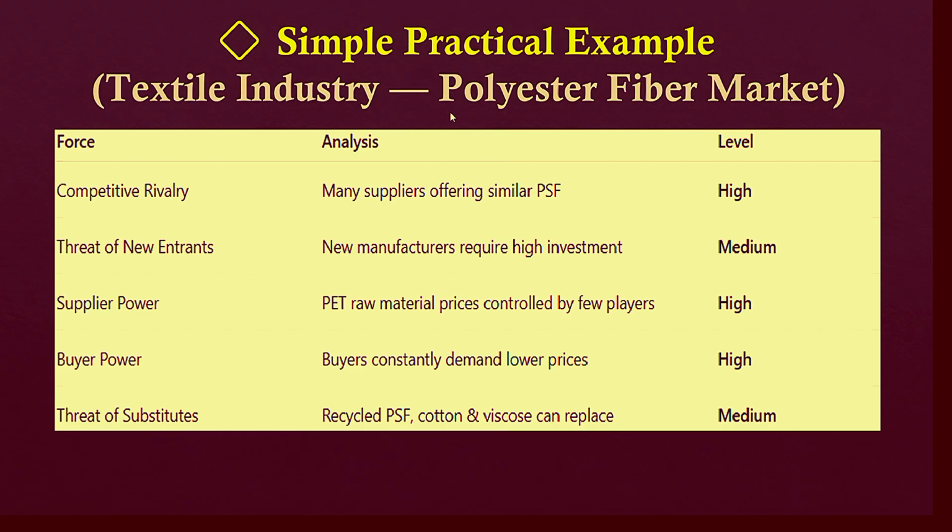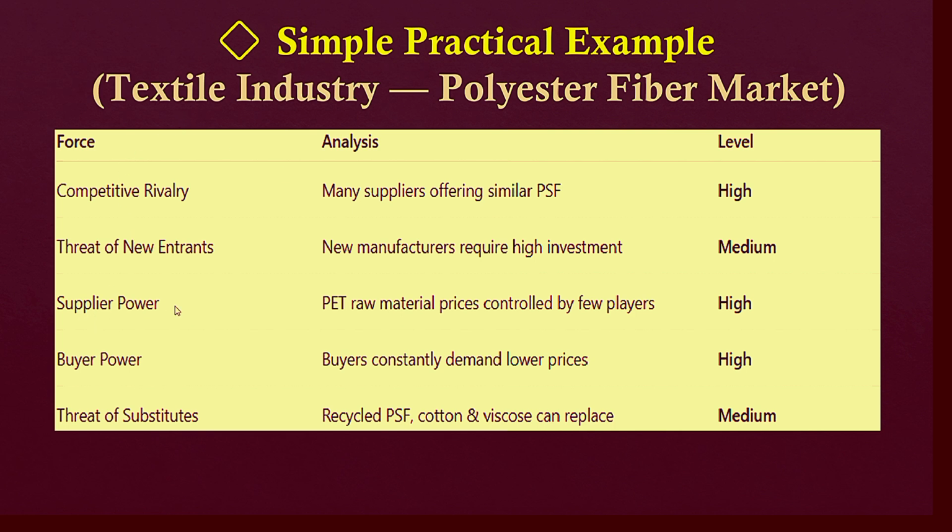A simple practical example in the textile industry, the polyester fiber market. Competitive rivalry: many suppliers offer the same polyester. That is a high level of competition. Second, threat of new entrants: new manufacturers require high investment. So this is medium, because high investment is required, so not everyone can enter this market.